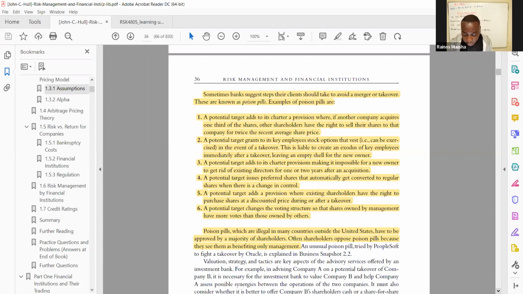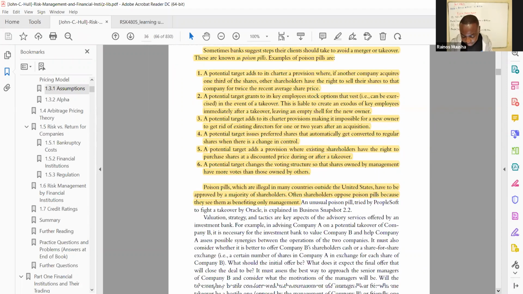So here they say, poison pills, which are illegal in many countries outside the US, have to be approved by a majority of shareholders. Often, shareholders oppose poison pills because they see them as benefiting only management.